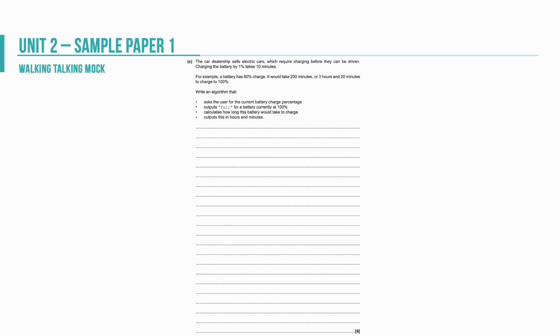The car dealership sells electric cars which require charging before they can be driven. Charging the battery by 1% takes 10 minutes. For example, if the battery has 80% charge, it would take 200 minutes or 3 hours and 20 minutes to charge. Write an algorithm that asks the current percentage, outputs full if it's at 100%, calculates how long this battery would take to charge, and outputs that in hours and minutes.